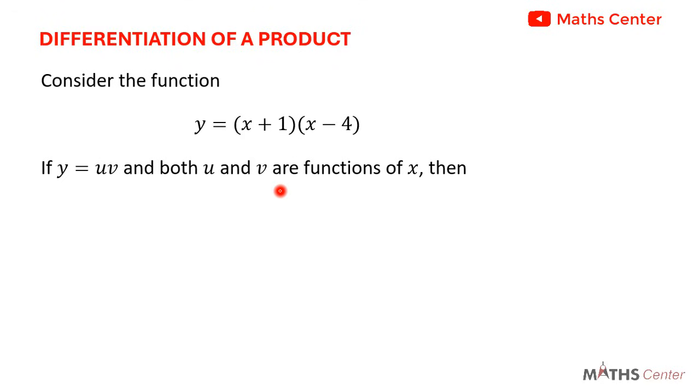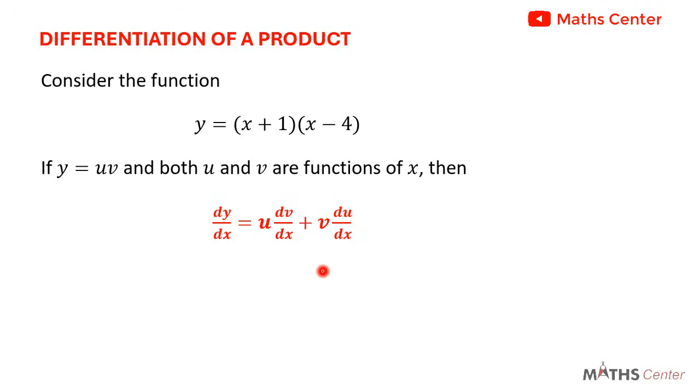If this is the case, then the differential coefficient or the derivative or the gradient function dy dx, which can also be written as f prime of x, will be given as u dv dx plus v du dx. Dy dx will be equal to u dv dx plus v du dx.